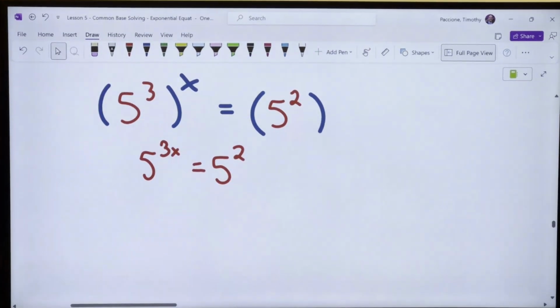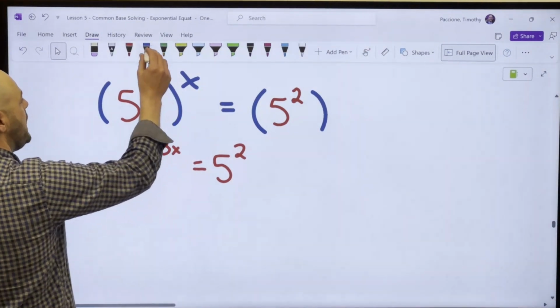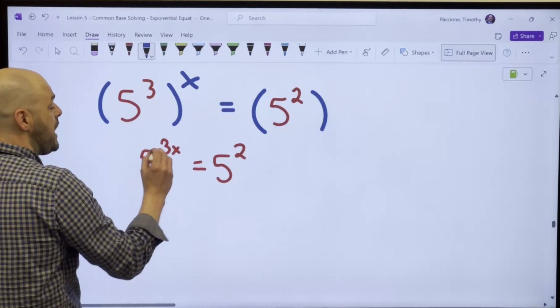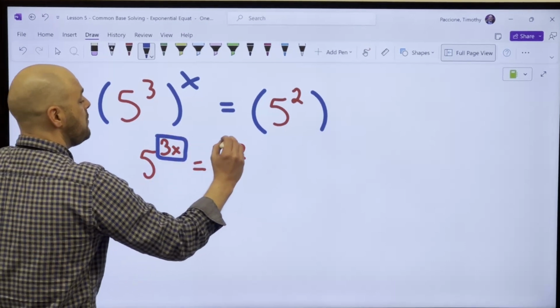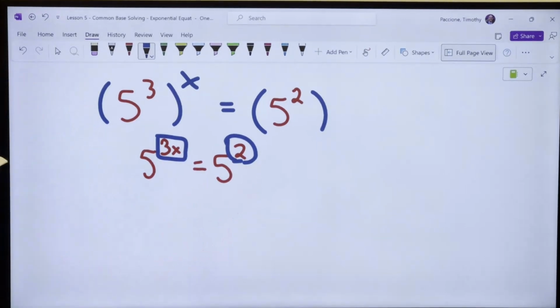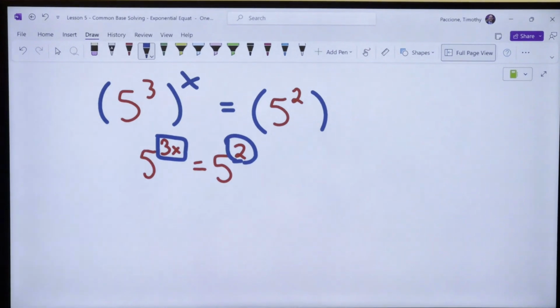Same base on both sides? Yeah, 5 and 5. This is a little trickier to see because it's not as clear as just x, but it's still true. If you got 5 to the something and 5 to the something on both sides, well, those somethings have to be the same. Like 3x is 2 and 2 is 3x. That has to be the case. Does that make sense?